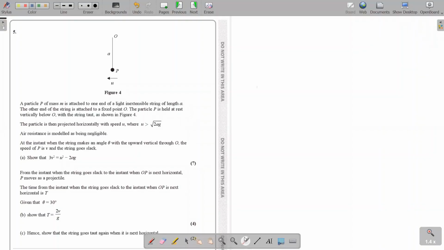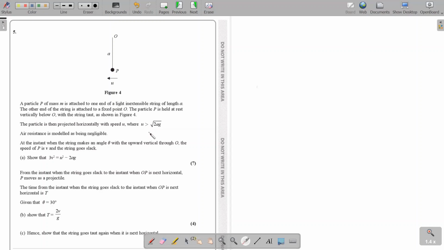Question number 5. A particle P of mass m is attached to one end of a light inextensible string of length a. The other end of the string is attached to a fixed point O. The particle P is held at rest vertically below O with the string taut as shown in figure 4. The particle is then projected horizontally with speed u, where u is greater than root 2ag. This should come up somewhere in the sum, and then this should help us figure out the u value.